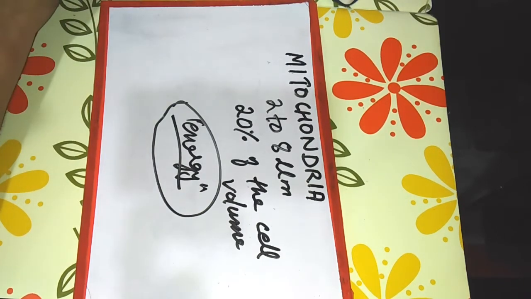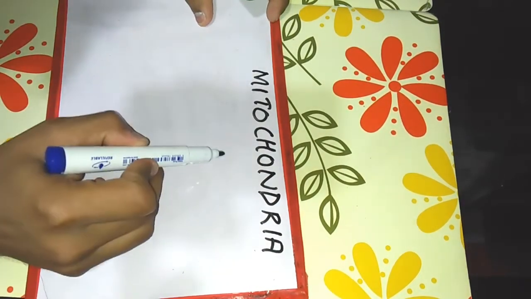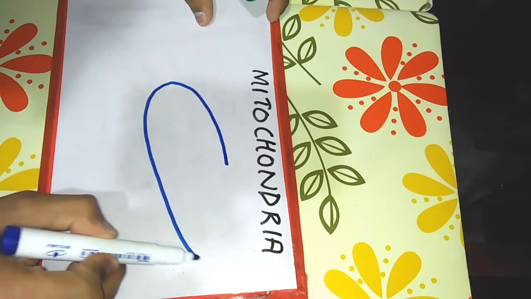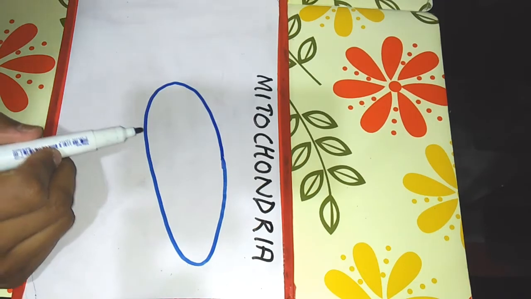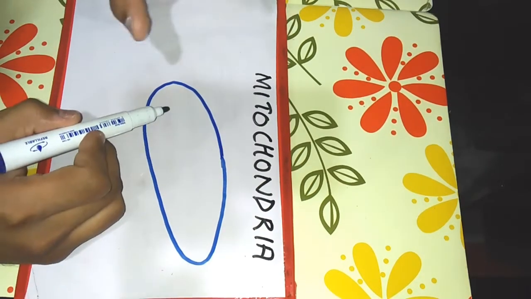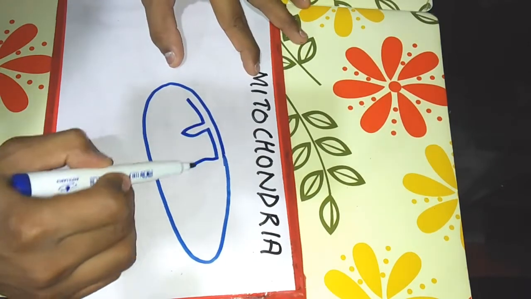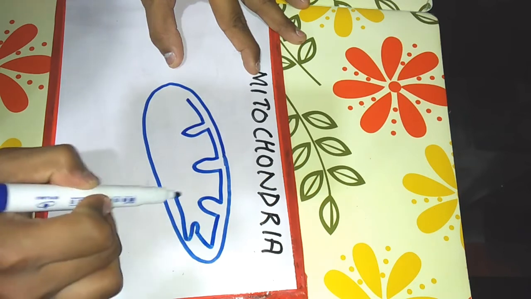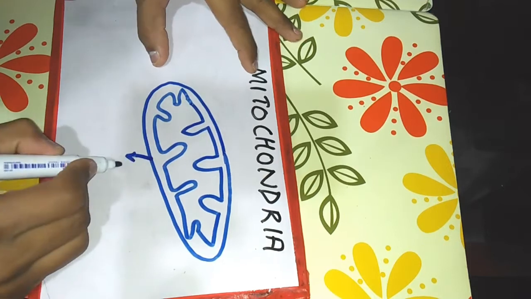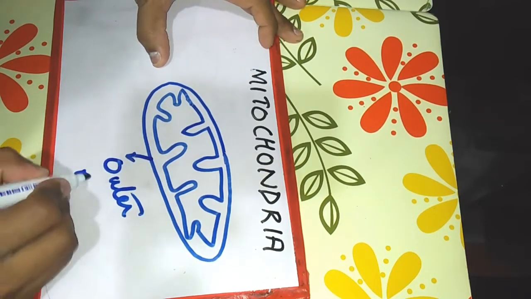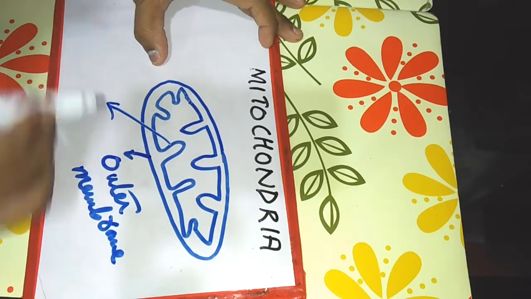So let's discuss the structure of the mitochondria. First of all, let's draw the diagram of the mitochondria. In most cells, mitochondria is a rod-like structure, or in some cells it is oval. The mitochondria is a double membranous structure, as we know, the outer membrane and the inner membrane. The outer membrane is smooth, as depicted in this diagram. This is the outer membrane. The outer membrane is smooth as compared to the inner membrane.